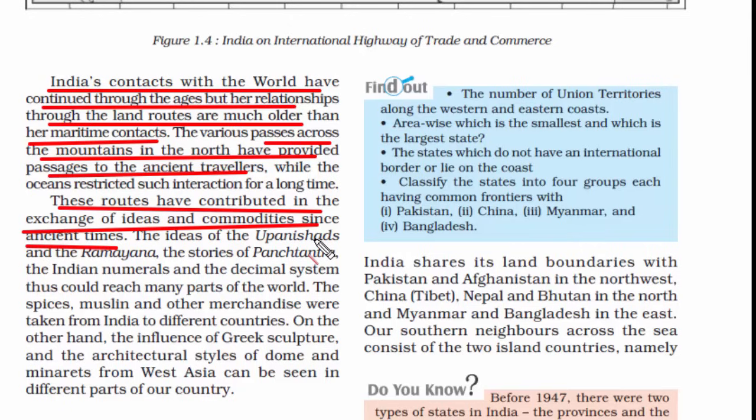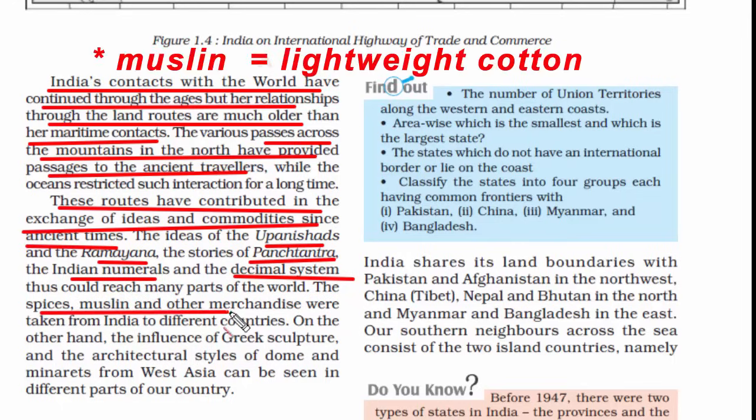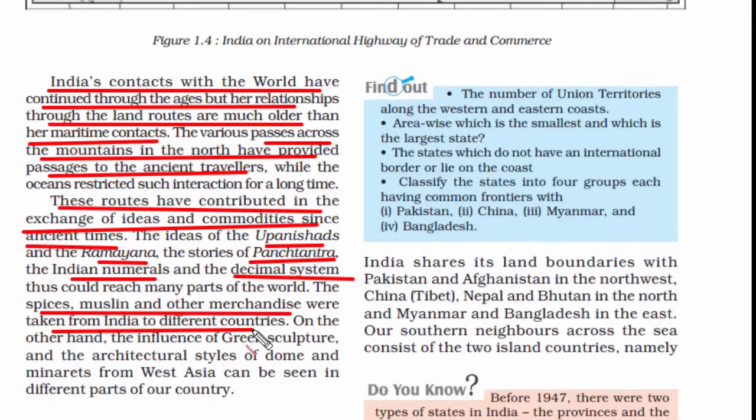It's like how you go to a friend's place who is living in a different state, and when you visit them you exchange ideas, you exchange gifts, you discuss each other's lifestyle. In a similar fashion, in ancient times they exchanged ideas and commodities, and this was possible because of these routes. Some of such ideas are the Upanishads, the Ramayana, the stories of Panchatantra, the Indian numerals and the decimal system. All this reached many parts of the world. Commodities like spices, muslin and other merchandise were taken from India to different countries, and on the other hand, the architectural designs of the Greeks and Europeans came to our country.